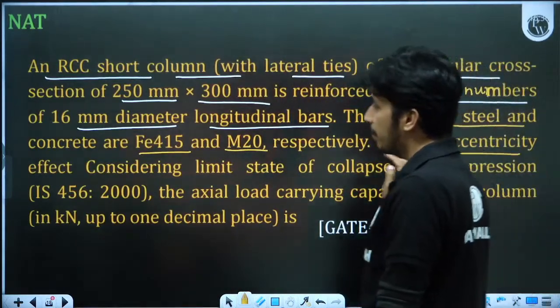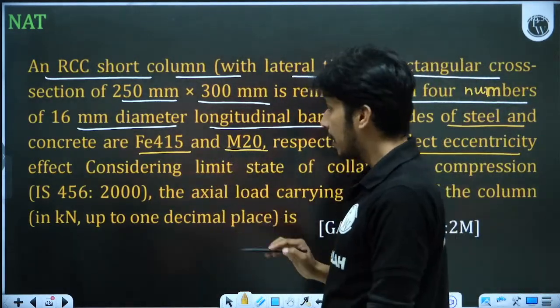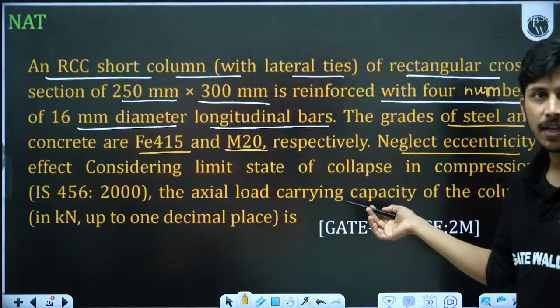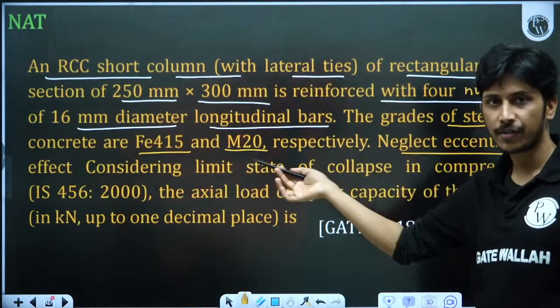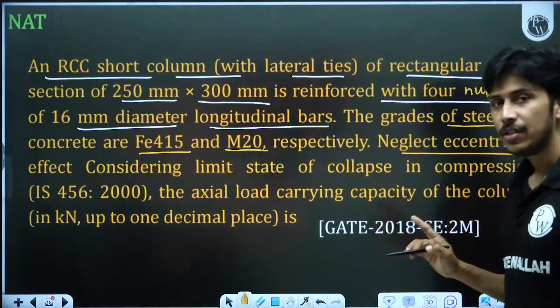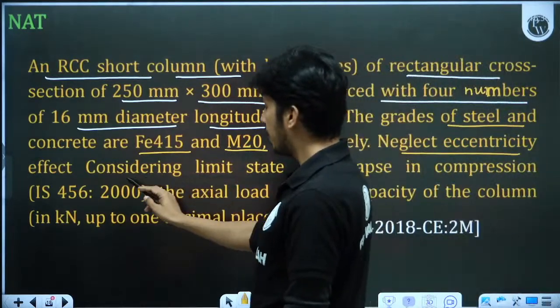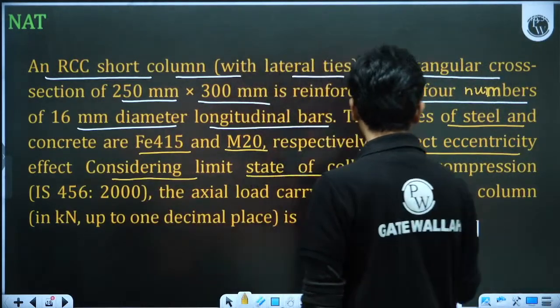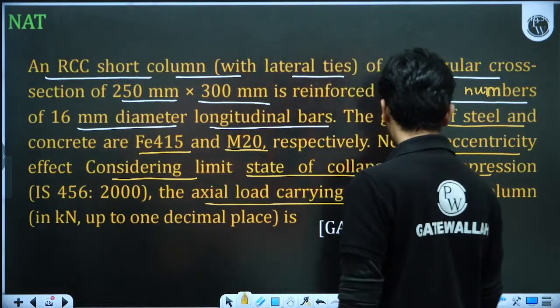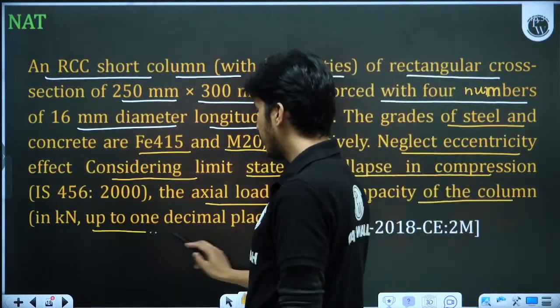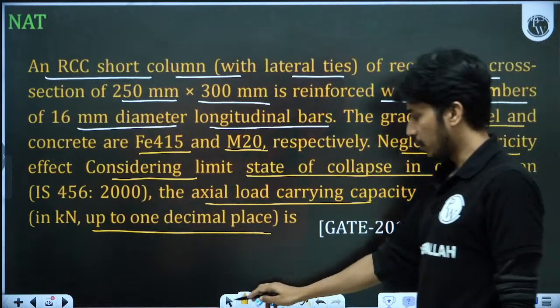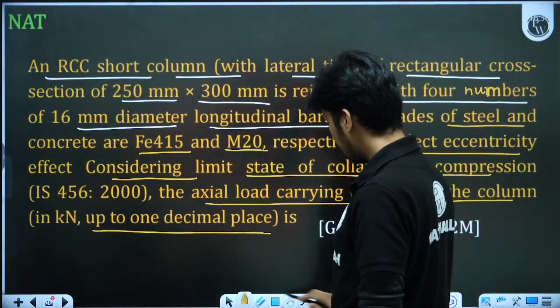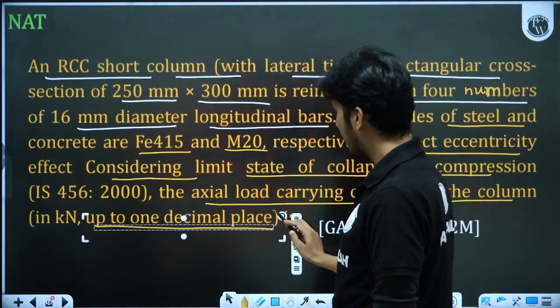Neglect eccentricity means you have to take the concentric case. But if they ask the concentric case, in the next year they will ask the eccentric case. In the next year they will ask from the PM interaction curve. So if one case is asked, you have to understand all the cases. So please study all the cases. Considering limit state of collapse in compression, the axial load capacity of the column up to 1 decimal place is. Here you can give the answer in 1 decimal place. There is no issue because you can do the approximation. So give me the answer nearest to 1 decimal place.